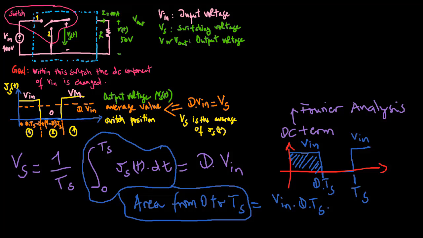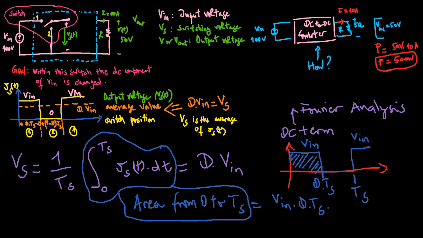To convert the input voltage of 100 volts into the desired output voltage of 50 volts, a duty cycle of 0.5 is required.